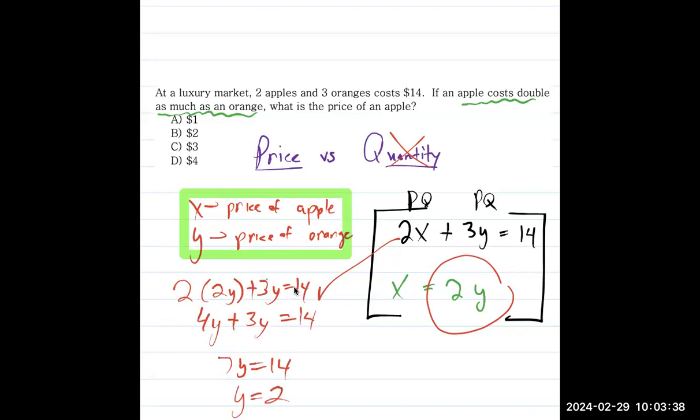Now, is that what we need? Another benefit of having written it out this way is that we're really clear when we get to this moment. So Y is the orange price, which is not what they're asking us for. So we need to kind of plug it back in, and that's nice and easy here because X is 2Y. So X is 2 times 2, and that's 4, and that is our answer.